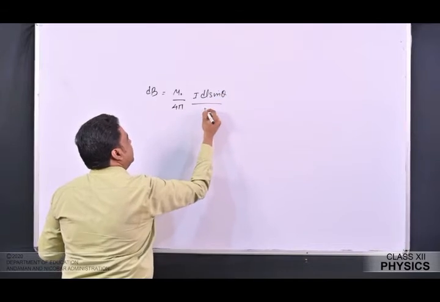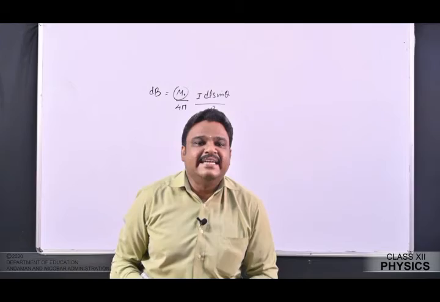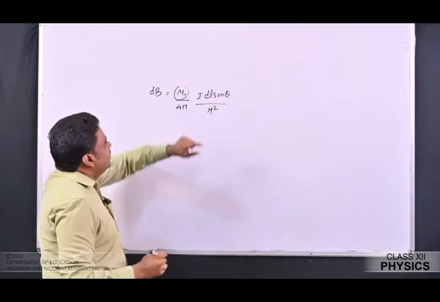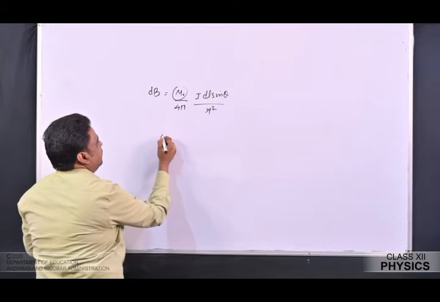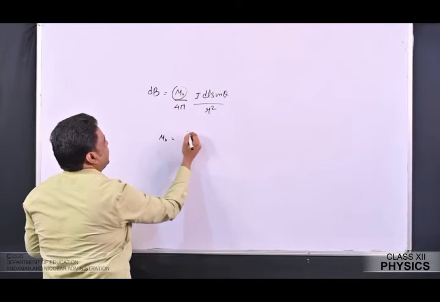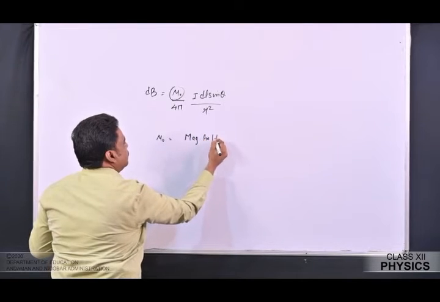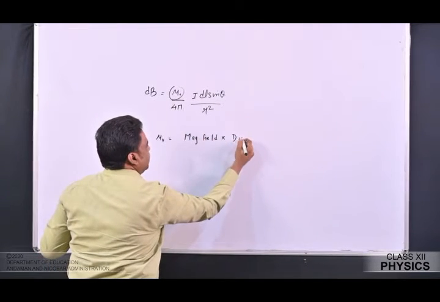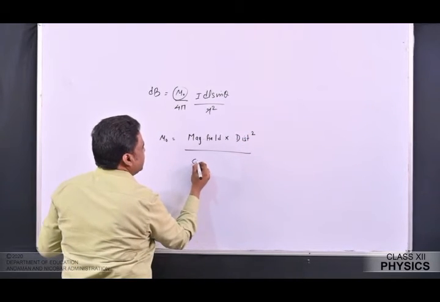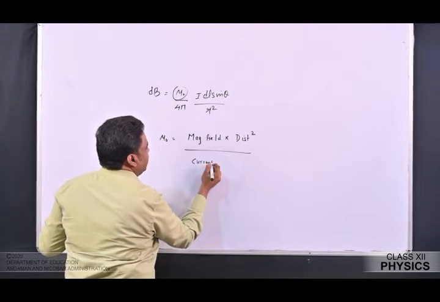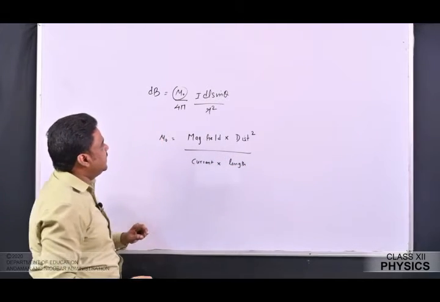This was the formula. They are asking what is the SI unit of magnetic permeability, that is, the unit for mu naught. So make a formula for mu naught. Mu naught becomes dB, the magnetic field, into the distance square, that is r square, by current, that is I, into length. Sine theta has no unit, so be careful while shifting.